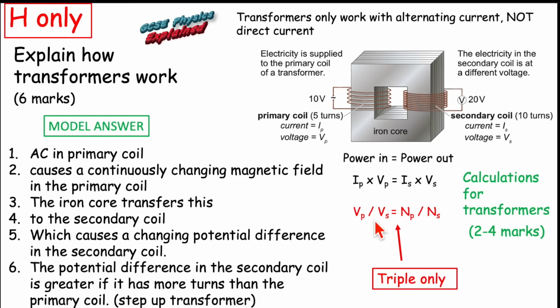If you're triple only, you might get asked about the voltages and the turns. So the voltage on the primary divided by the voltage on the secondary is going to equal the number of turns on the primary divided by the number of turns on the secondary. 10 volts divided by 20 volts is a half. 5 turns divided by 10 turns is a half. So the ratio of the voltages is the same as the ratio of the number of turns.